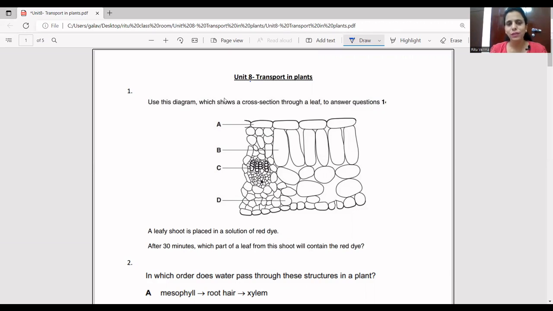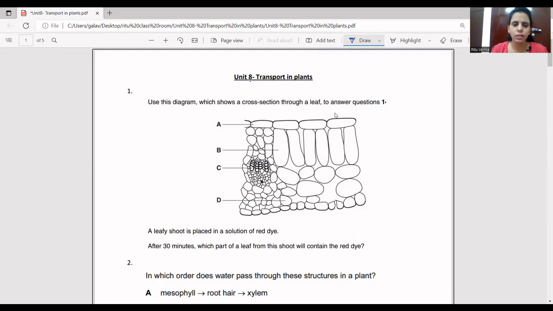Hi everyone, in this video we are going to discuss some of the past paper questions from Unit 8 Transport in Plants. This will help you in proper revision of the key concepts of this particular unit. Okay, so let's begin. First question is, use this diagram which shows a cross section through a leaf to answer question number 1.